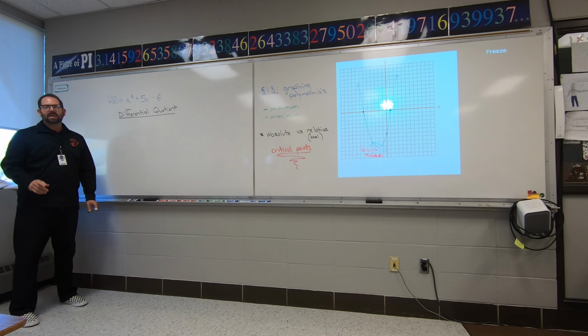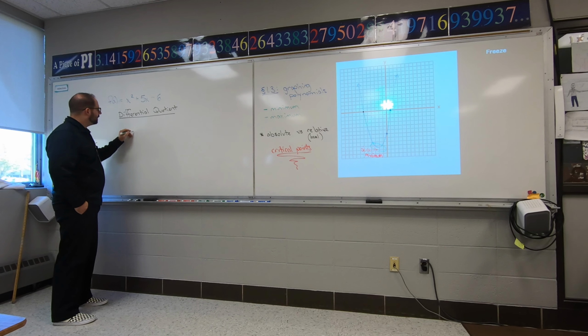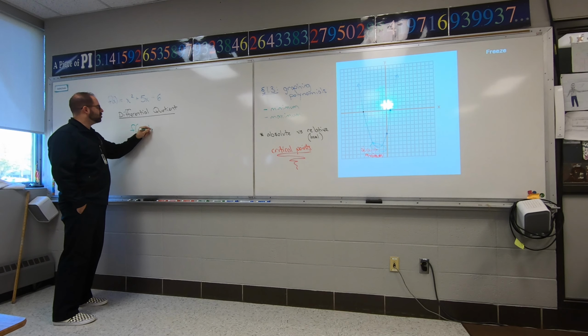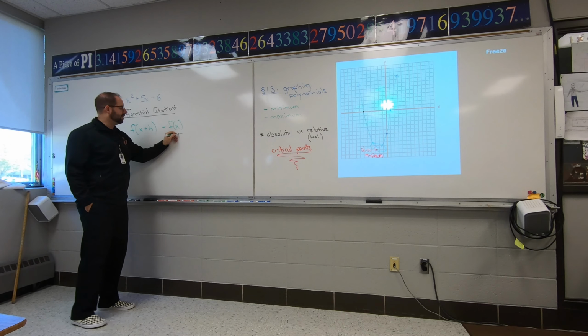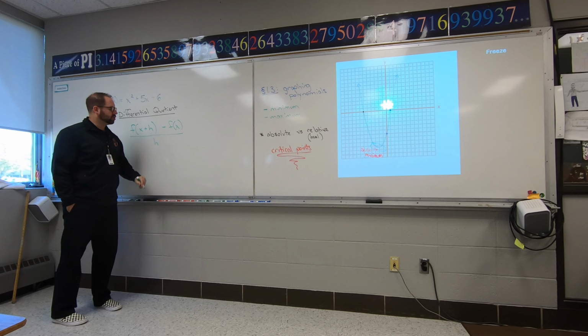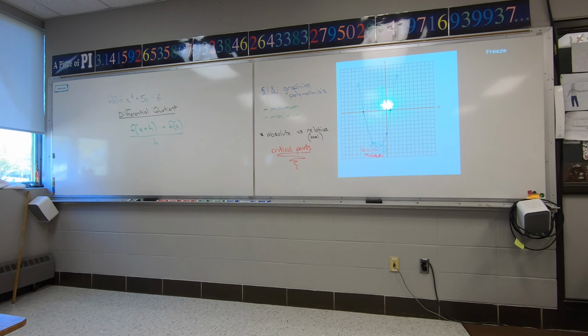So here's the formula you need to have written down somewhere. I know this is going to seem really weird, but do your best to write this down. f(x + h) - f(x), and then you're going to divide everything by h. This is your formula for the differential quotient.